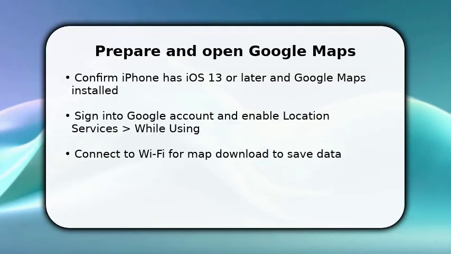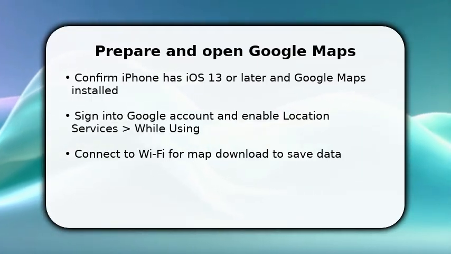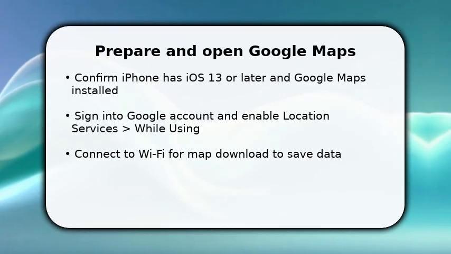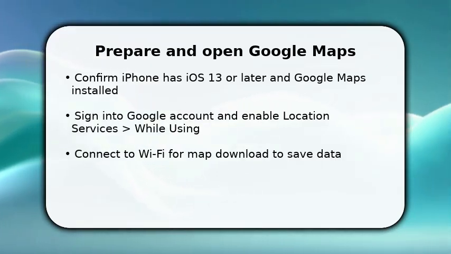You're starting with essentials. Sign into Google and enable location services so maps can detect your position. Once done, open Google Maps and search the city or area you need offline. Make sure you're on Wi-Fi to avoid mobile charges.